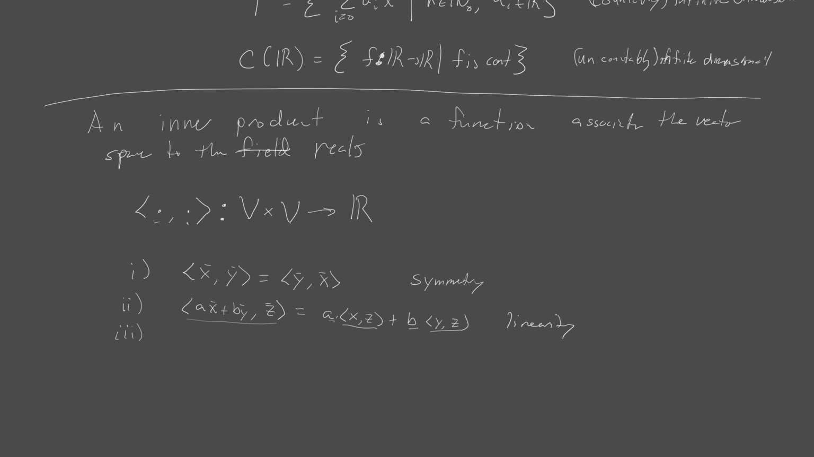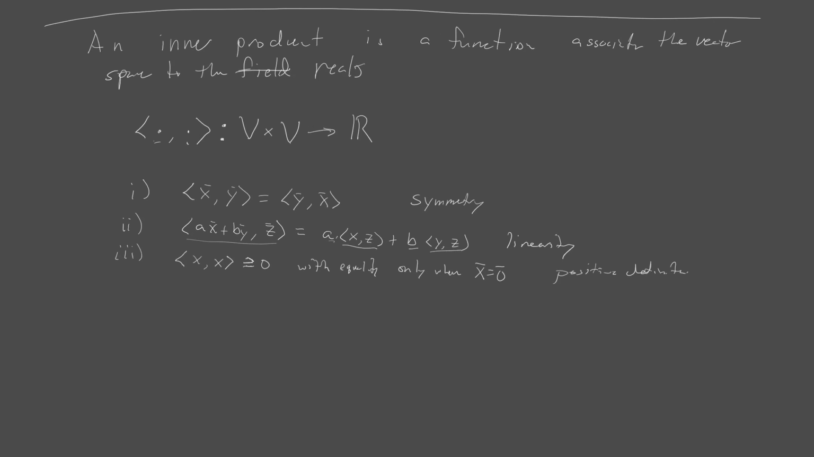And then the last thing I want is positive definite. So if I take an inner product with itself, you're going to get something bigger than or equal to 0, with equality only when x is equal to the 0 vector. Okay. And this is called positive definite. Okay. So with these three things, we have an inner product.